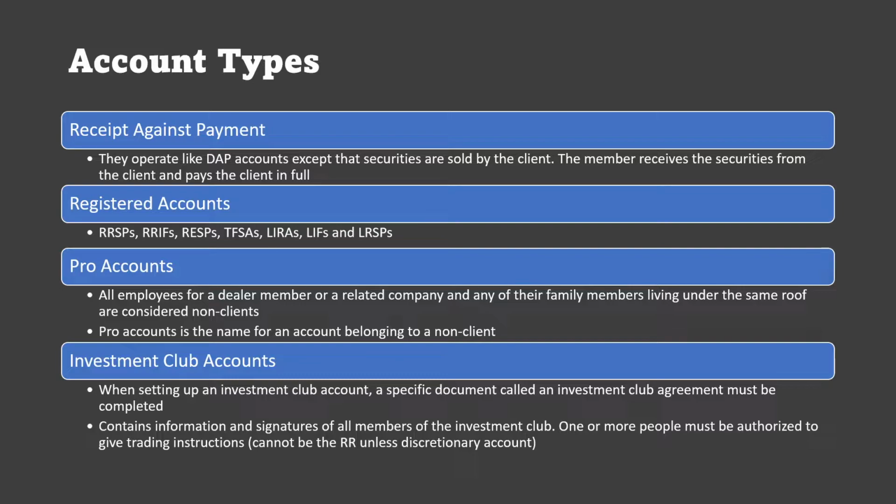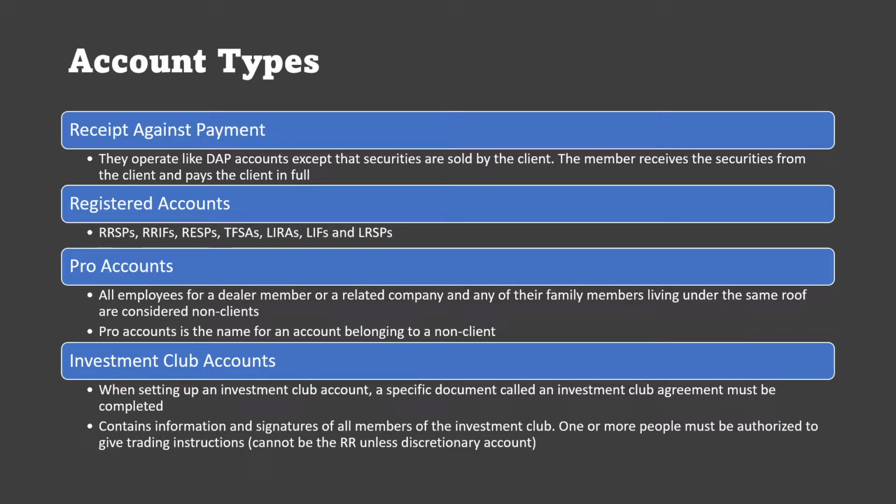The member receives the securities from the client and then pays the client in full. You also do have various registered accounts, such as RRSPs, RIFs, RESPs, TFSAs, LIRAs, LIFs, and the locked-in retirement savings plan.